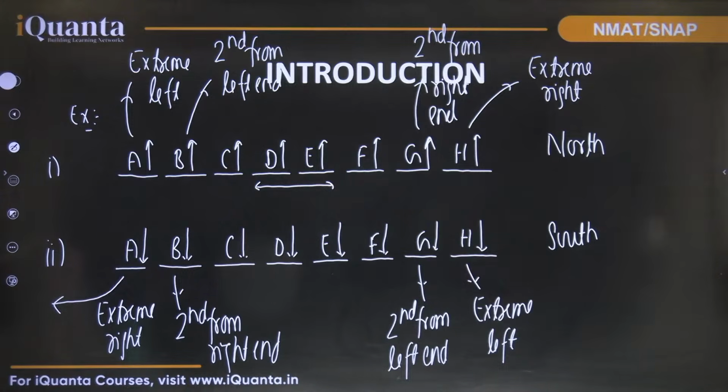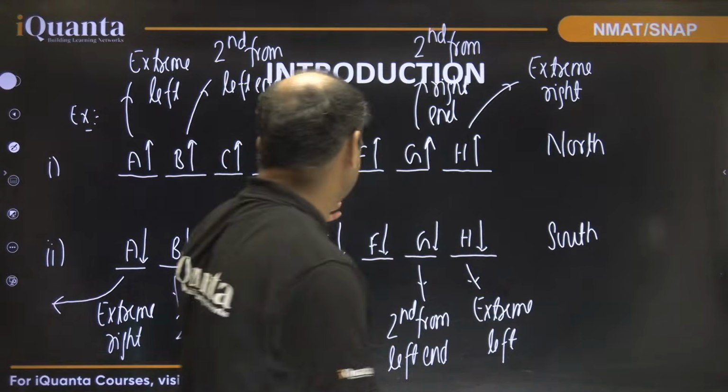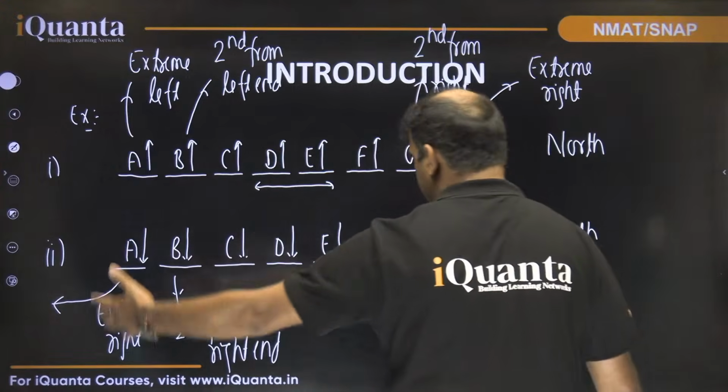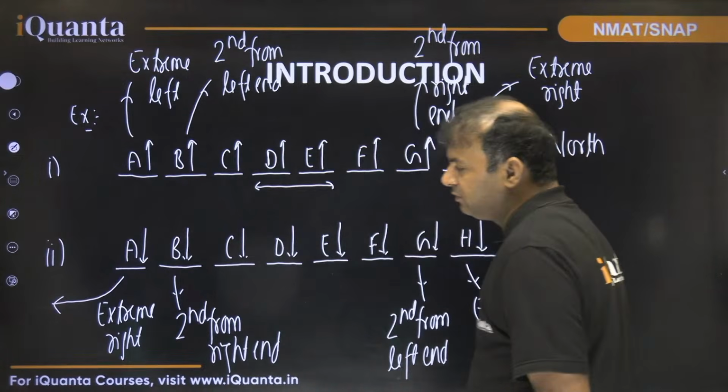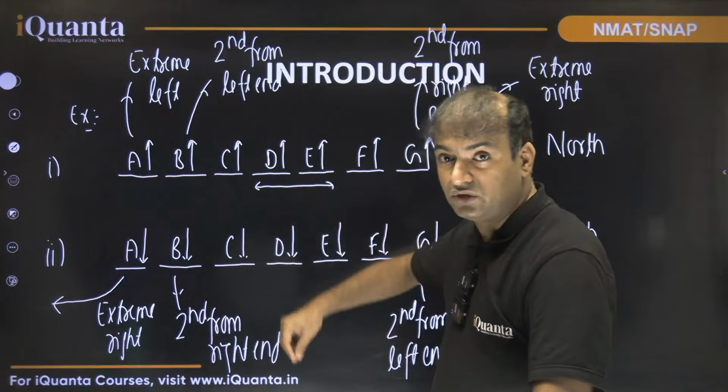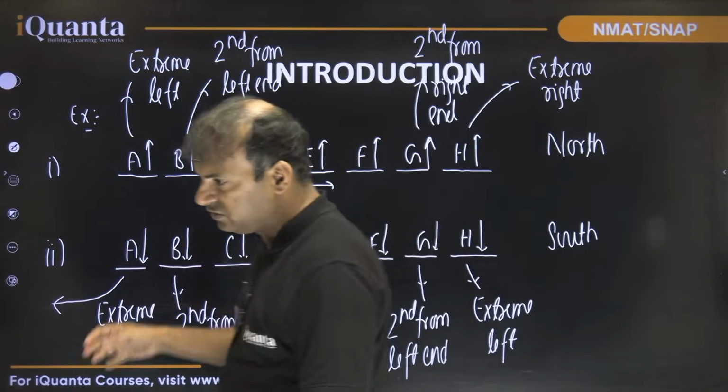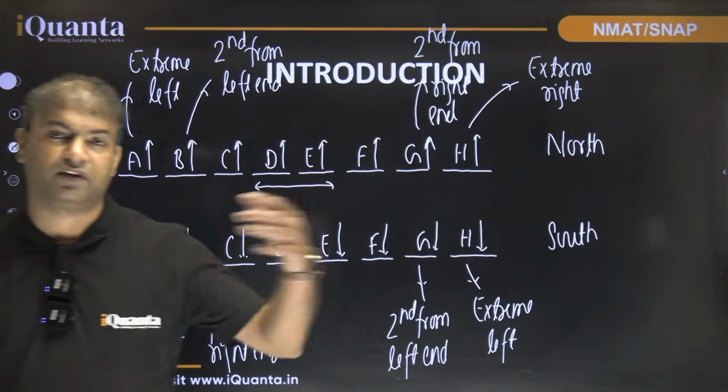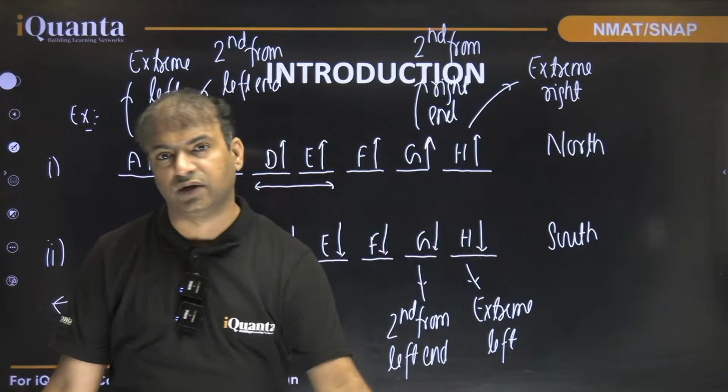Ishan has asked a very good question: what is the difference between absolute information and relative information? Ishan, the points I was just talking about are absolute information. That means this is the position of this particular person, and this is the position of this particular person. You can say second from the right end, third from the left end, and so on, okay?